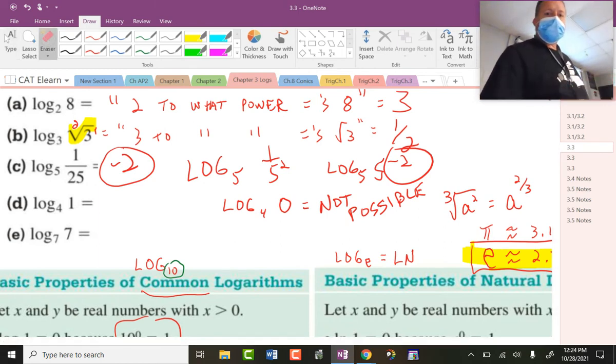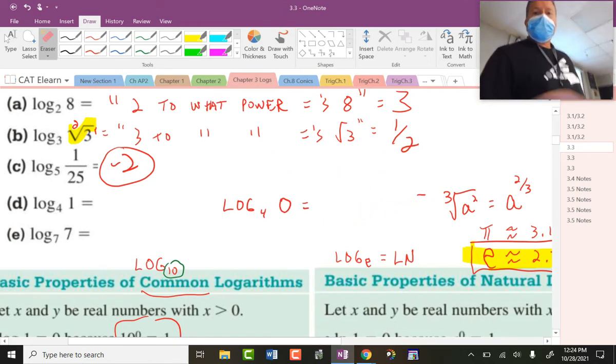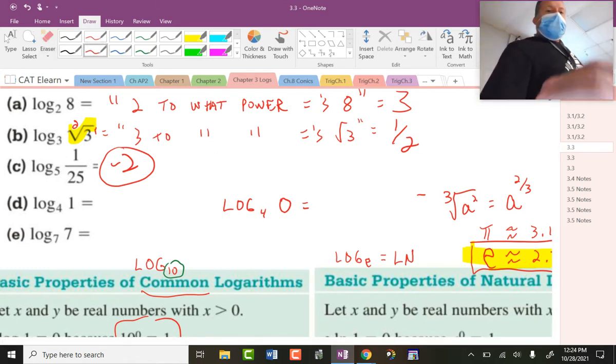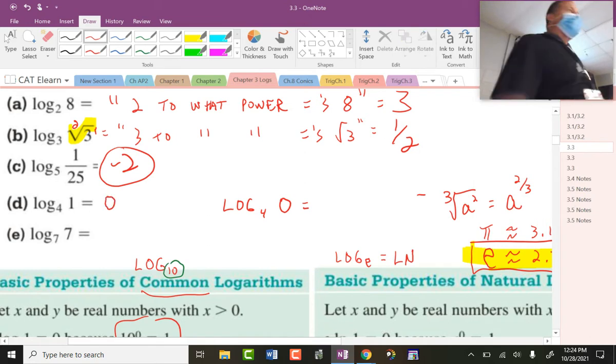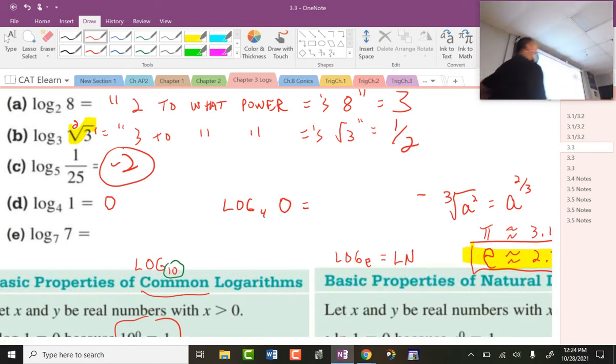Oh, darn it, I just noticed something is written here that I didn't want. 0. Anything to the, say it again. Matt, let's say this together. Anything to the 0 power equals 1. There you go. You finished it off. So it's 0. That works.